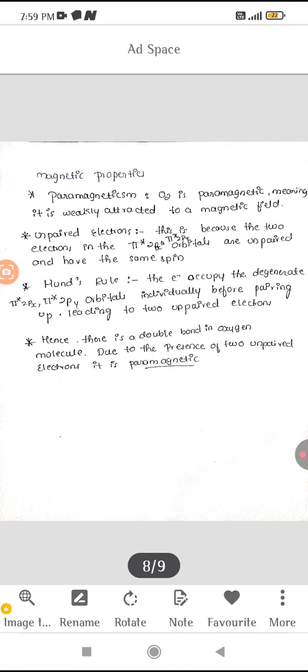Finally, magnetic properties. The oxygen molecule is paramagnetic in nature because the two electrons in the pi star 2px and pi star 2py orbitals are unpaired and have the same spin. This is explained by Hund's rule. The electrons occupy the degenerate pi star 2px and pi star 2py orbitals individually before pairing off, leading to two unpaired electrons. Hence, there is a double bond in the oxygen molecule. Due to the presence of the two unpaired electrons, it is paramagnetic.